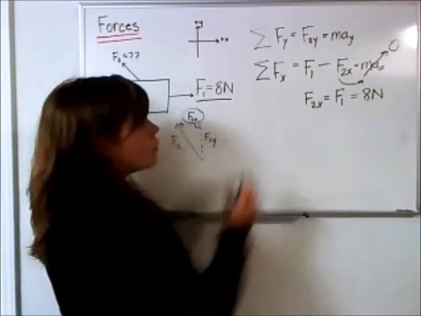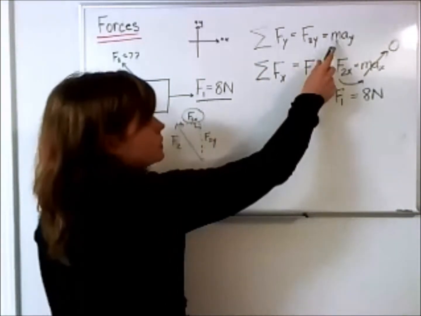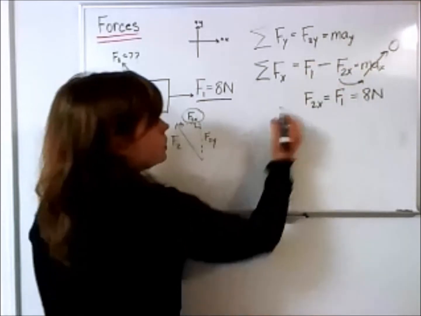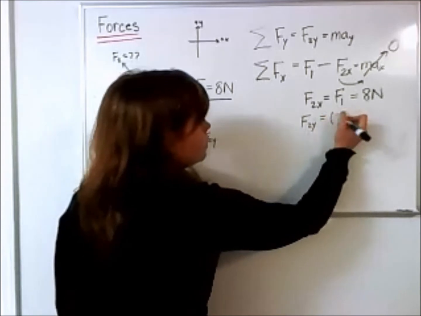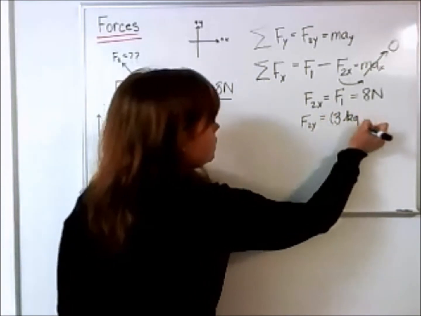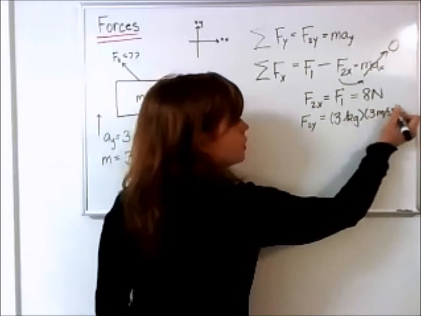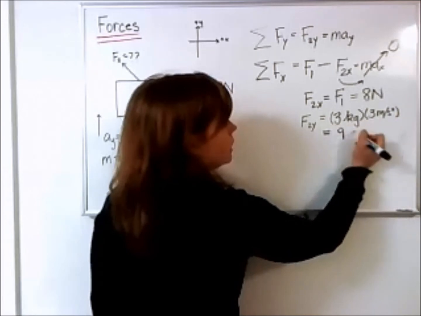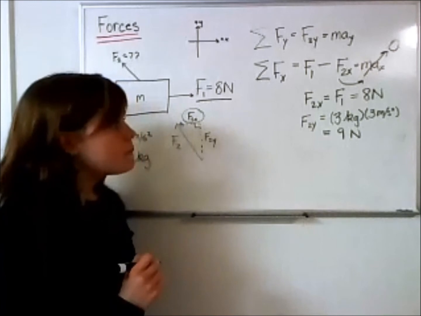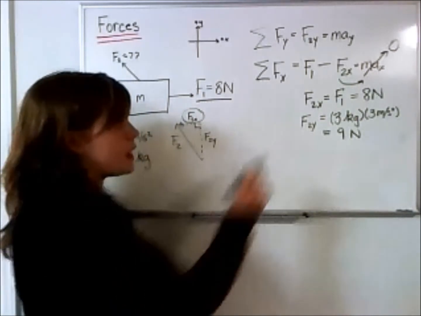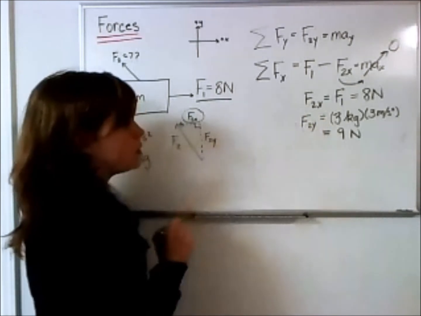Okay? Taking a step back and looking at what happened here, fortunately our problem gives us the mass and the acceleration in the y direction. So right away we can write that F2y will equal our mass, which is 3 kilograms, times the acceleration in the y direction, all equaling 9 newtons. Alright, so we've done kind of the hard work of this problem where we have found both the components of this F2, the x and the y direction.